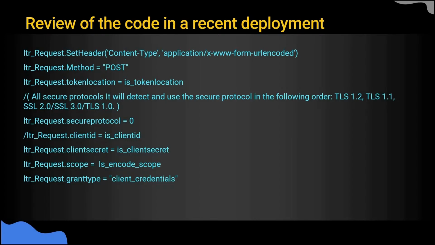Now, all secure protocols it will detect and use are shown in the following order: TLS 1.2, TLS 1.1, SSL 2.0, 3.0, and TLS 1.0. And what 0 tells it is just to detect what it needs to use, and these are the different choices rather than picking one specifically. And you can see we're populating the client ID, the client secret, the scope, which is now encoded, and we're telling it that the grant type is client credentials, which basically means we're using a token and not specifically a user ID and password. We're actually using the token to gain access to the data.